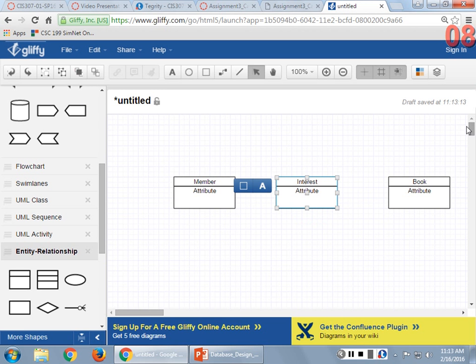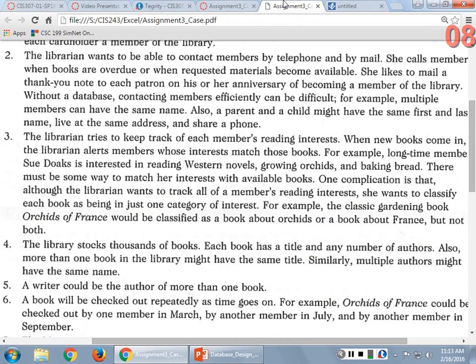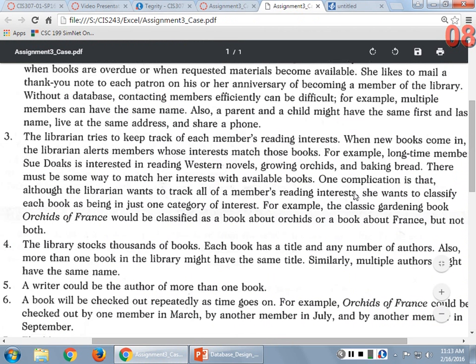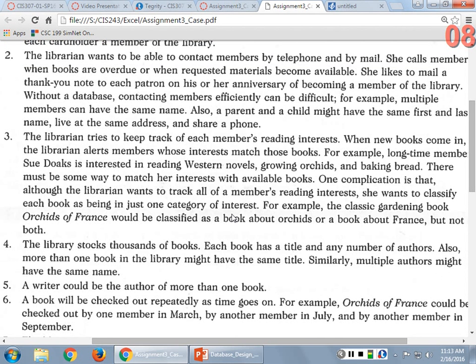Okay, now, there is something discussed in the case about the relationship between interest and books. Let's go back here. It says she wants to classify each book as being in just one category of interest. Now, of course, some people may argue that one book can have many categories, right? But maybe the librarian wants to keep it simple and straightforward for members. So if somebody asks for a specific subject, like, what do you recommend when it comes to, I don't know, ancient Rome history, she can give a very straightforward recommendation. So maybe she doesn't want to keep it complicated. So one book belongs to just one category, right?